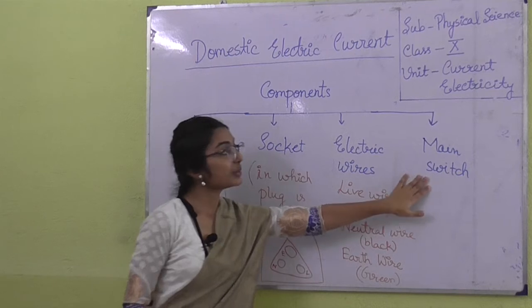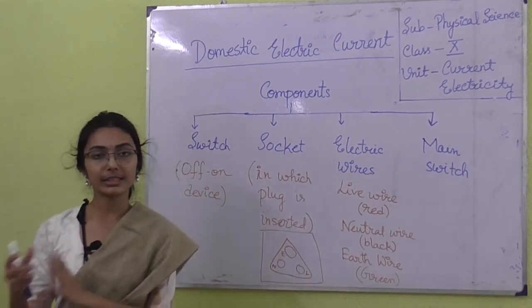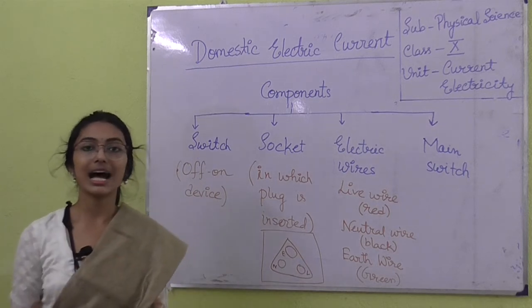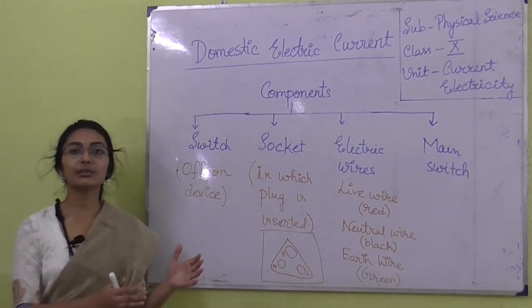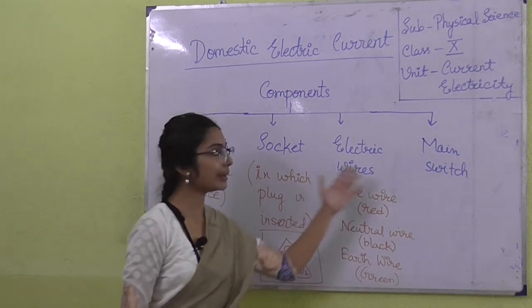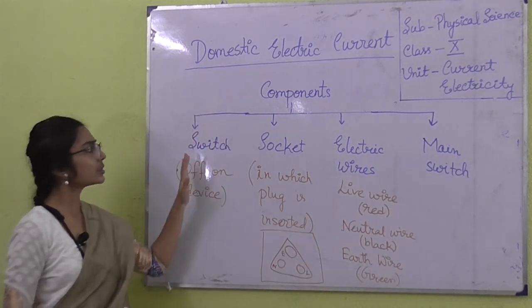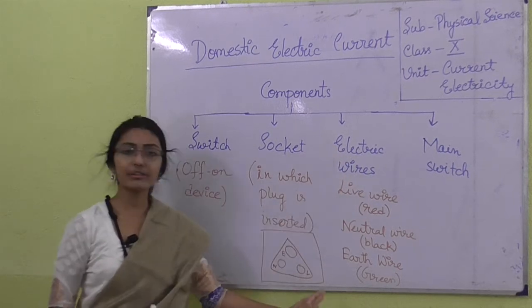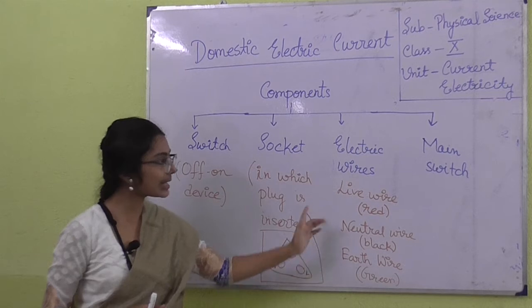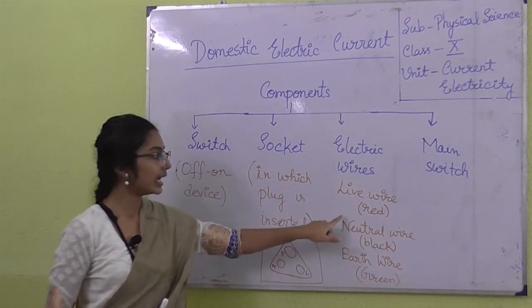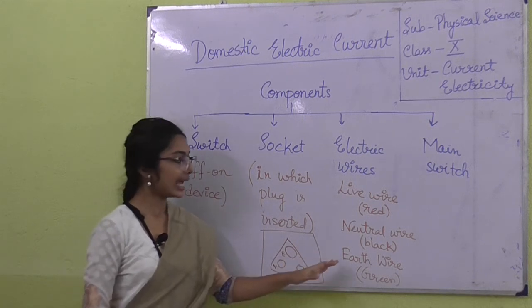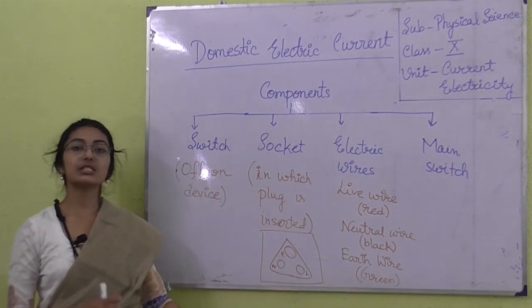The main switch is connected with the main fuse. The main fuse is the device through which the total circuits of our homes are made. The connections coming from the electrical substations enter our house through the main fuse and main switch. Next, electric wires. There are three types of electric wires, which must always be insulated. One is the live wire, which is red in color, another is the neutral wire, which is black in color, and another is the earth wire. It is used in earthing.